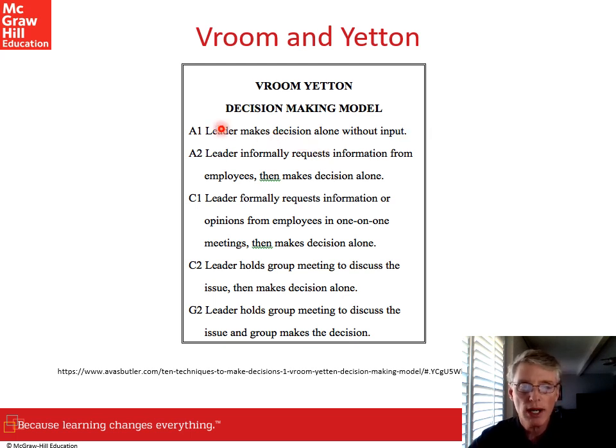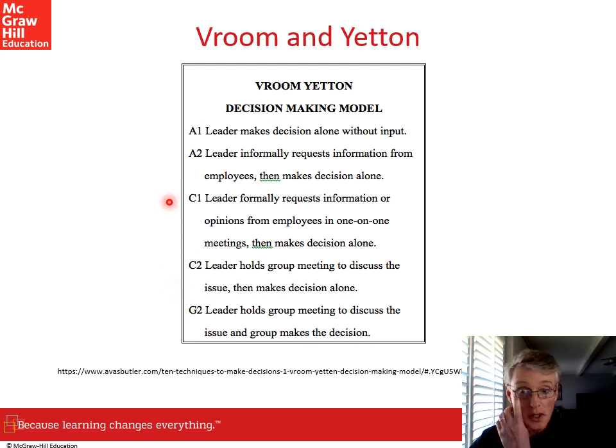If you look right here, there are 3 different styles. A stands for autocratic, which means the leader is going to decide by him or herself. C stands for consultative. You're going to consult with your people. And then G stands for group. Now, there's not a G1. They said that's just beyond the scope of what they want to discuss. And so every time you see Vroom and Yetton, it's going to be A1, A2, C1, C2, and G2.